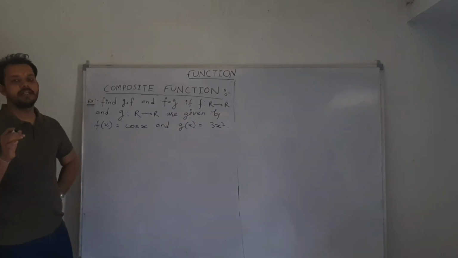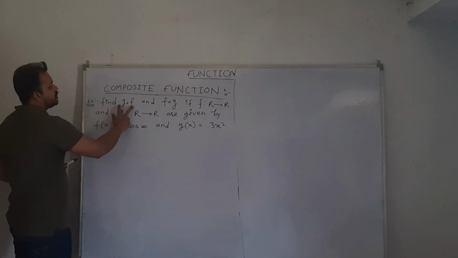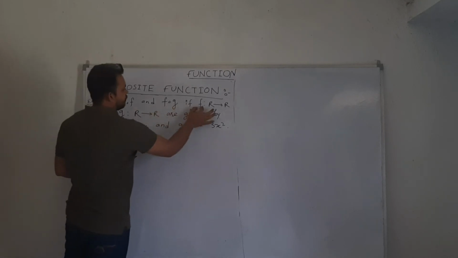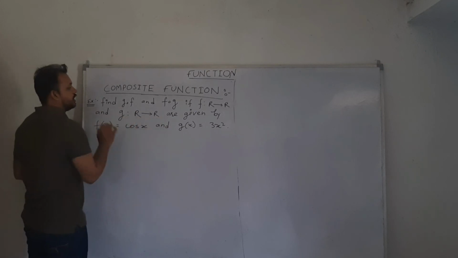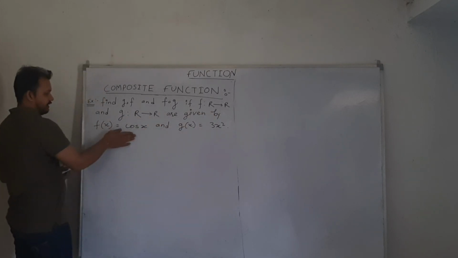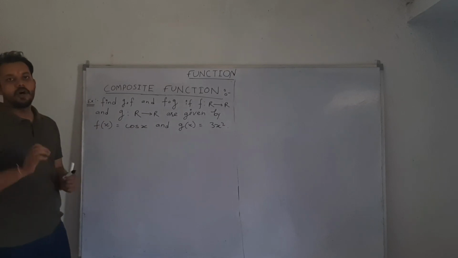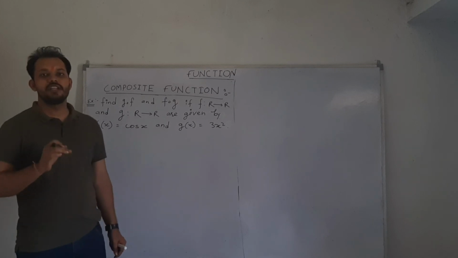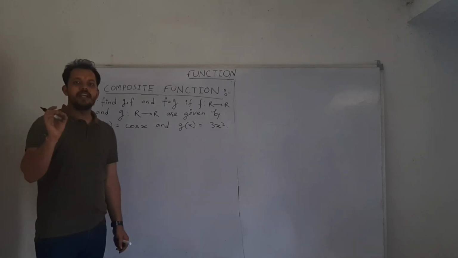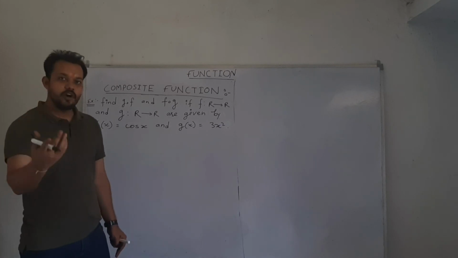Now here we have the second type of question which is asked from this topic. Here the question says that we have to find GOF and FOG if f is defined from real numbers to real numbers, g is defined from real numbers to real numbers, and their rules are given: f(x) is equal to cos x and g(x) is equal to 3x squared. Now we have to find FOG and GOF. To check whether the required composite function is defined or not, we have to check that the range of the first function must be a subset of the domain of the second function.